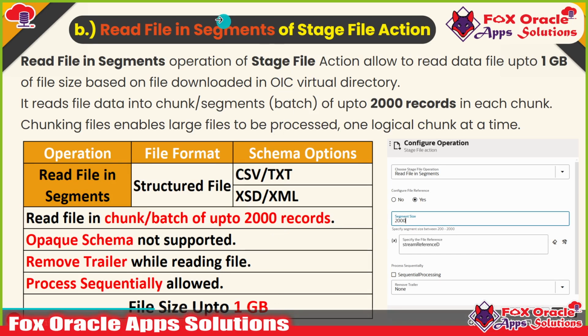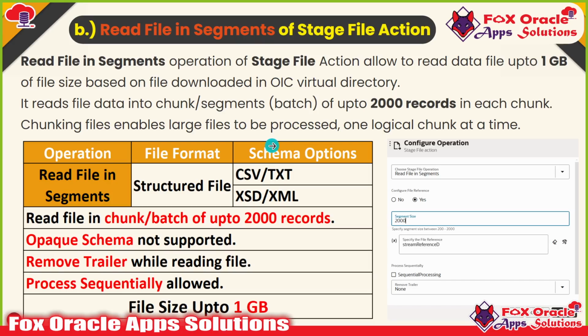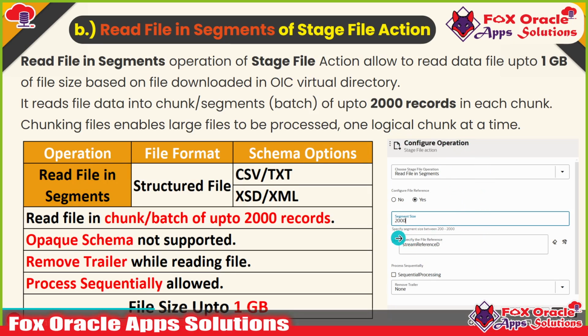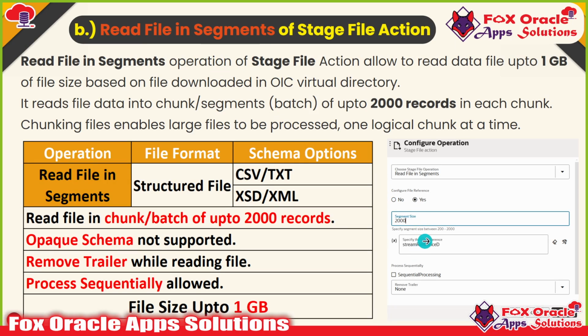Obviously, segment here means a chunk, that is, a batch. By default, when you use the read file in segments operation, in generation 2 the segment size was fixed at 2000. But in generation 3 they have given the flexibility to change the segment size. Here you can see I have added a screenshot, and for each segment it will read 2000 records. So here we can provide the segment size, that is, how many records we want to read in each segment.